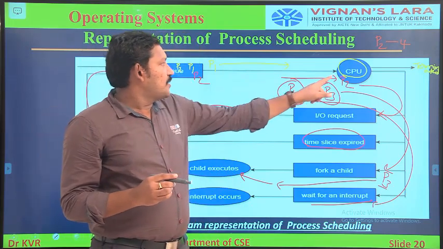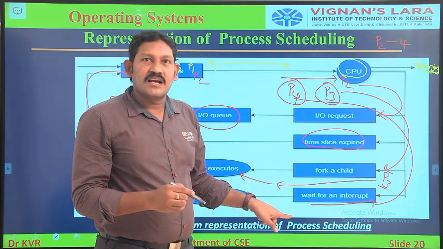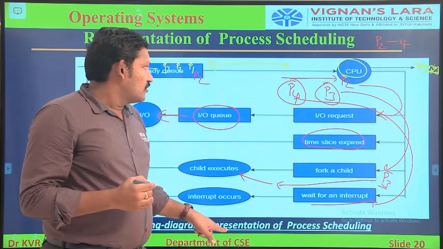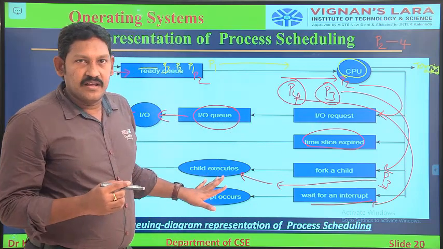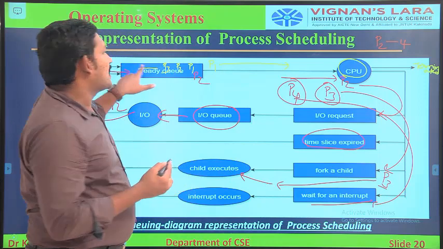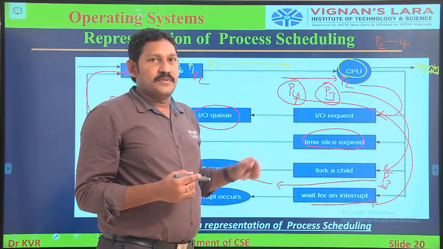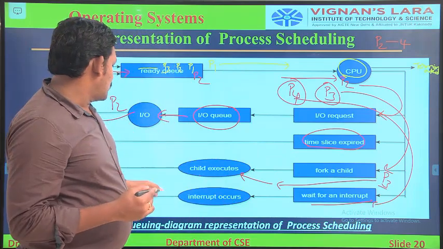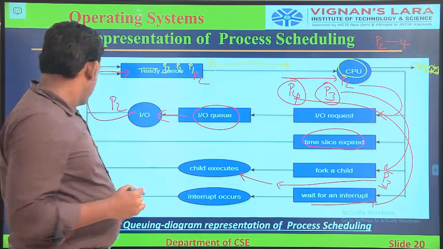Similarly, the CPU is executing process P4. Suddenly an interrupt has occurred. So what we have to do is stop this process and handle that interrupt. After completion of that interrupt, this process will be sent to the ready queue and again be executed. This is what happens, right? So I hope you have understood the representation of process scheduling.